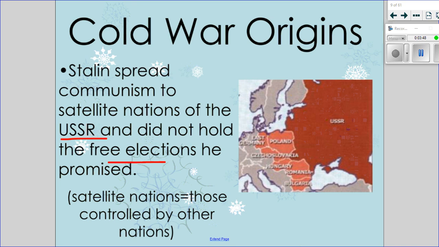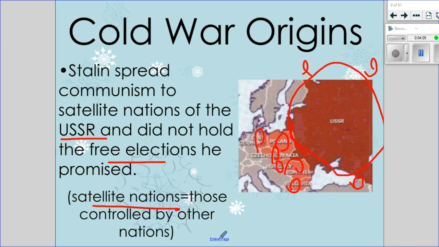So Soviet satellites are those satellite states, satellite nations like Poland, Czechoslovakia, Hungary, Romania, Bulgaria, East Germany. They're satellite states of the Soviet Union, like a satellite goes around something. Okay, I'm not doodling. You get the idea. This is the stated goal of the Soviet Union.